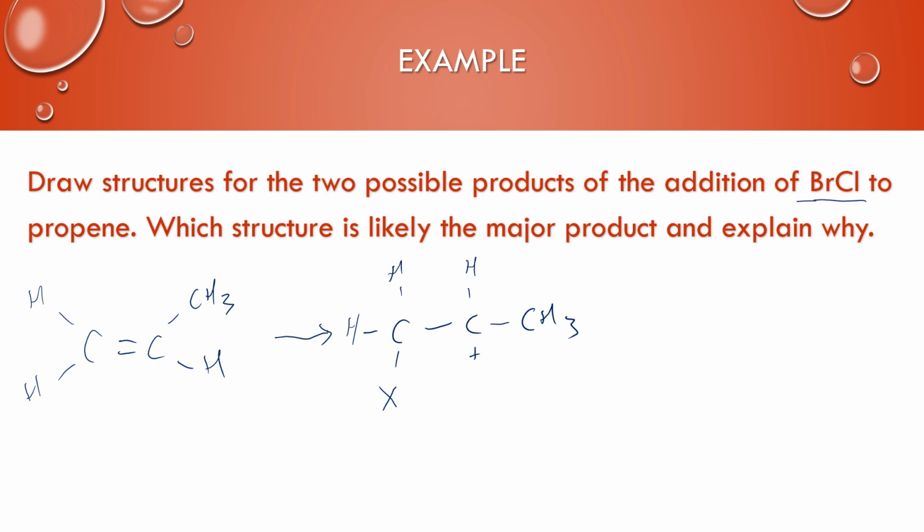So our 2 possibilities is that the bromine adds first, and then the chlorine comes in second, like this. And our other possibility is that the chlorine adds first, and the bromine comes in second.